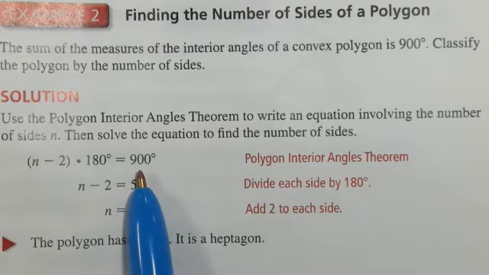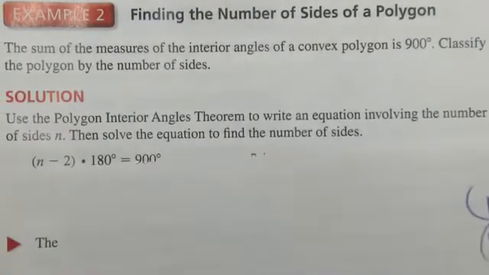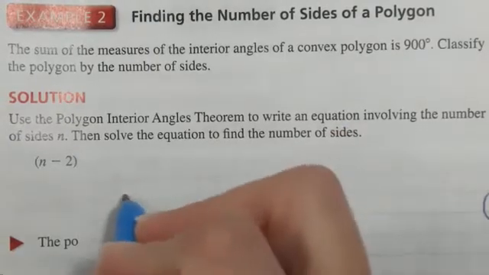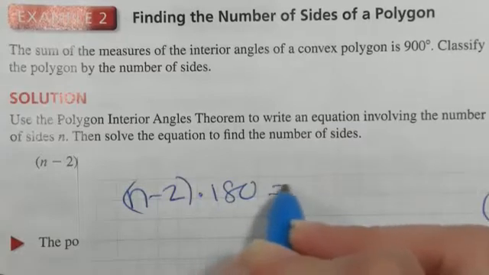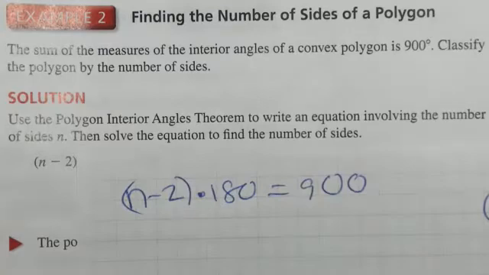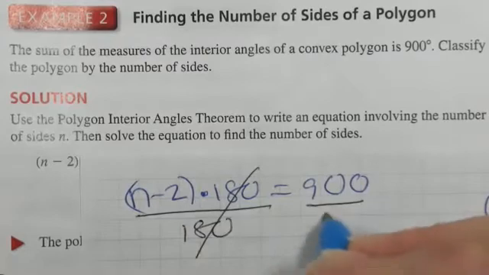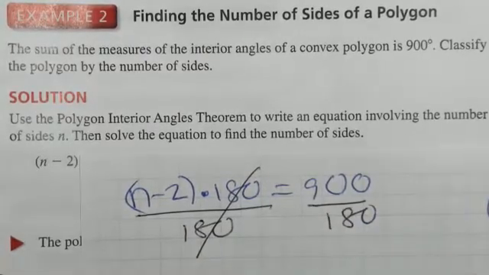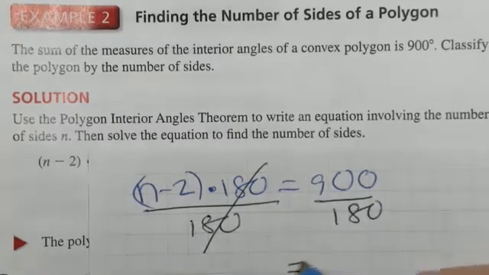To solve this, let me write it down: n minus 2 times 180 equals 900, okay? We're just going to use simple algebra. So let's divide by 180 on each side, and that equals 5.